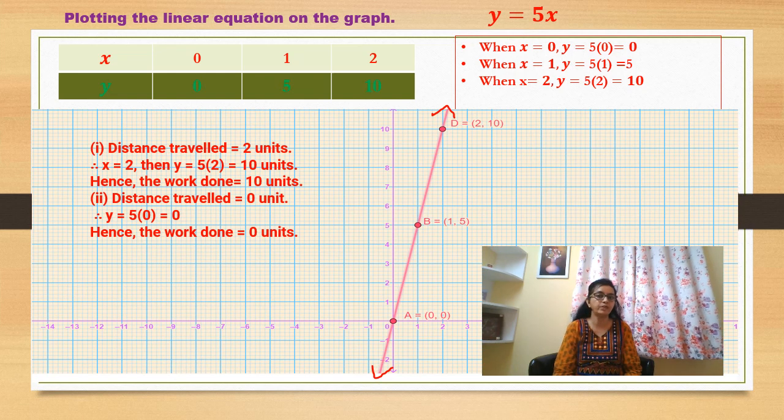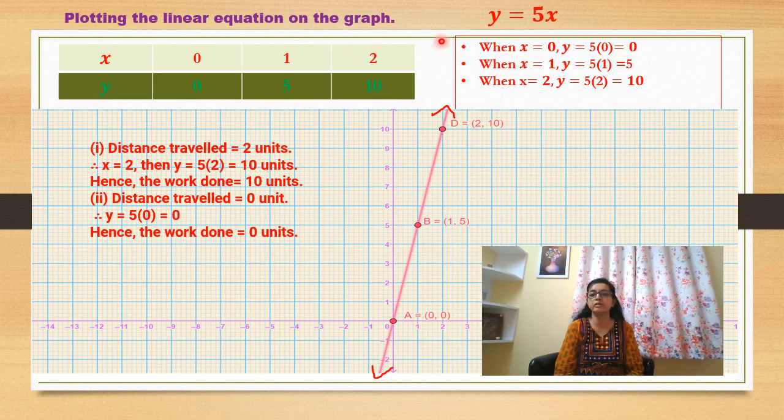Plot the graph of equation y is equal to 5x. Now I have prepared a table. In the table I have taken 3 columns and I have taken 3 random values of x and obtained the respective values of y by replacing the values of x in the equation. And in this sum I have used very simple values of x. They are 0, 1 and 2.